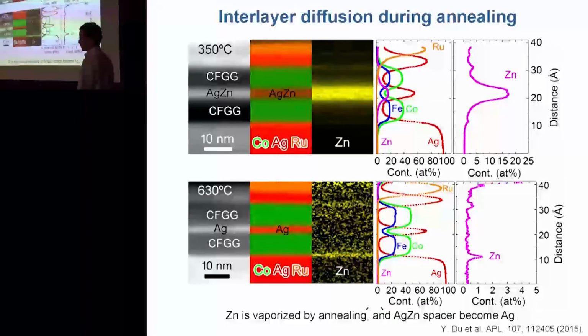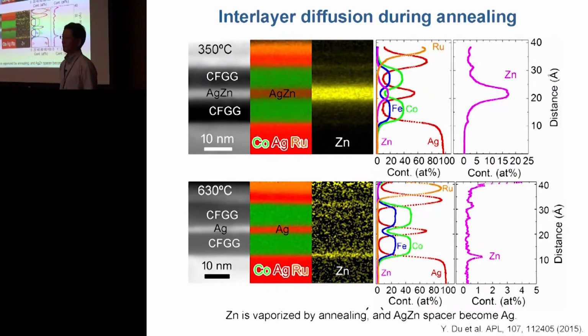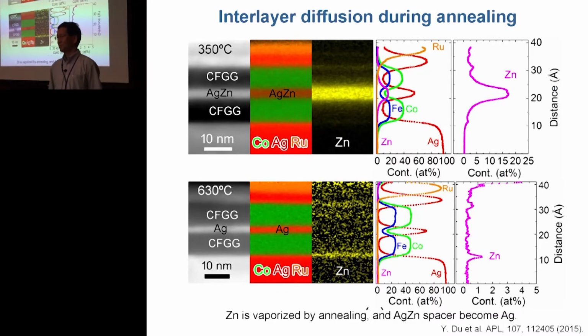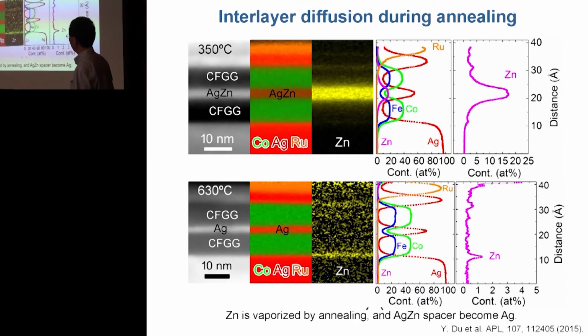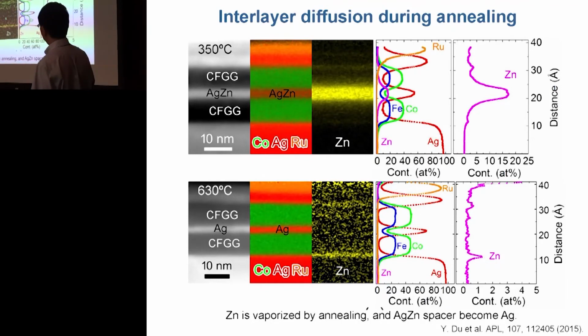So we looked at the structure using TEM, and this is the cross-sectional TEM of the device annealed at 350. This is cobalt iron gallium germanium, silver zinc, cobalt iron gallium germanium. And as we expect, we see a zinc signal from this silver zinc layer, and these are cobalt signals. But we get very large MR output when it was annealed at 630 degrees Celsius. So we looked at the cross-sectional image, and the silver spacer is here, but to our surprise, zinc disappeared. Some zinc remains at this CFGG silver interface, but the zinc in silver zinc just vaporized and disappeared.